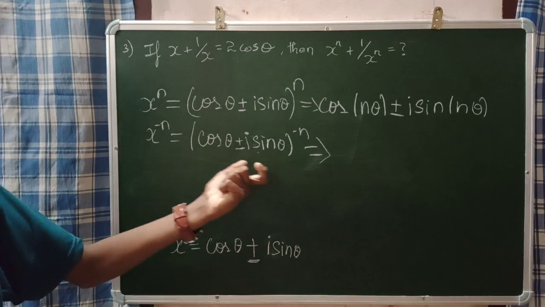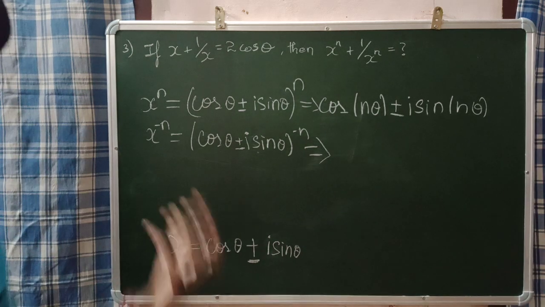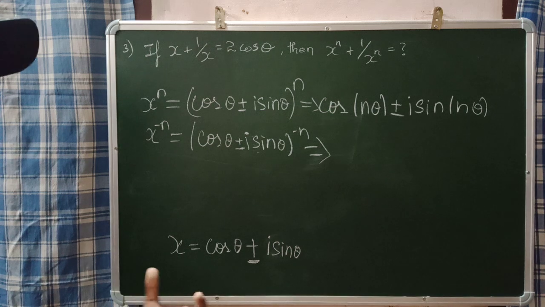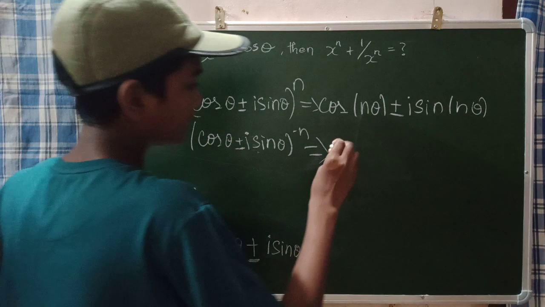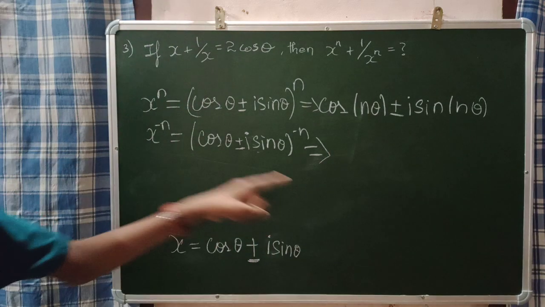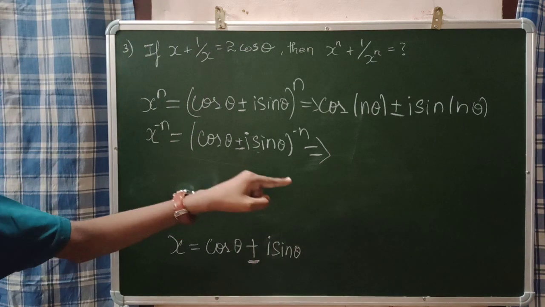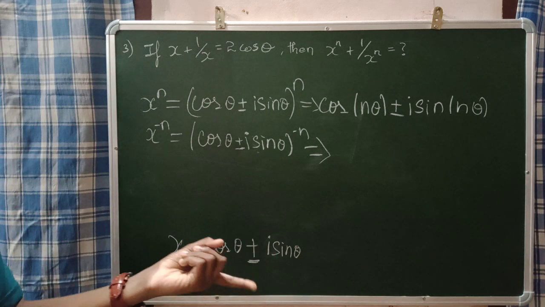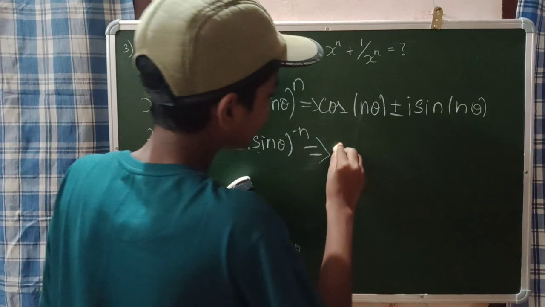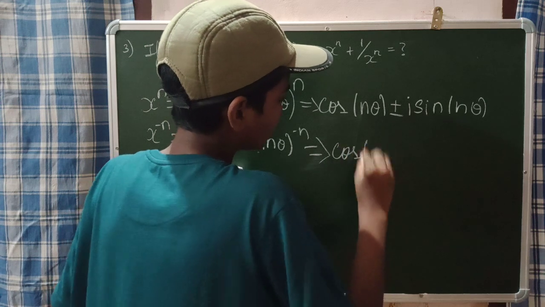So cos theta plus or minus iota sin theta to the power of minus n will be nothing but just multiply minus n with the theta's value. That is what De Moivre's theorem says. So when you multiply minus n with theta's value, what will you get? You will get cos of minus n theta. Cos of minus n theta is cos n theta.